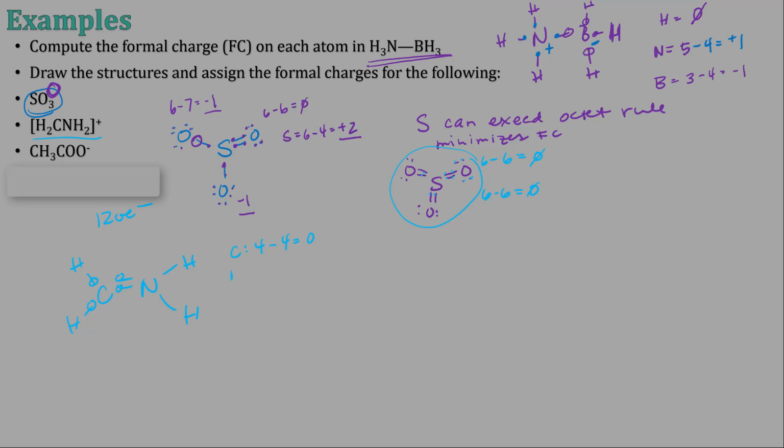And then nitrogen, 1, 2, 3, 4, should have 5, but it has 4, and so that's +1. And so that's where that +1 charge is. The sum of all the formal charges should give you the charge on the molecule.